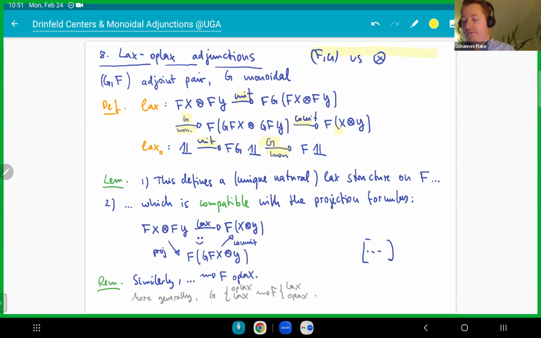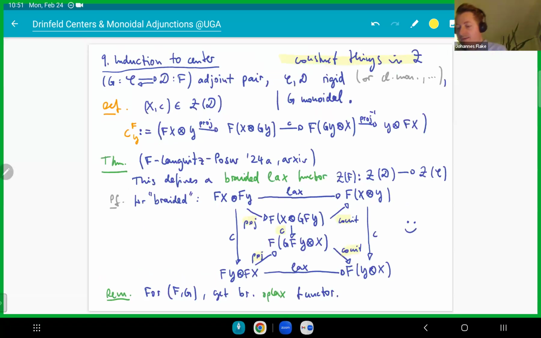So in general, F will not be monoidal. In most cases, F will not be strong monoidal. Okay, so with this backup now, we can go back to our actual question.